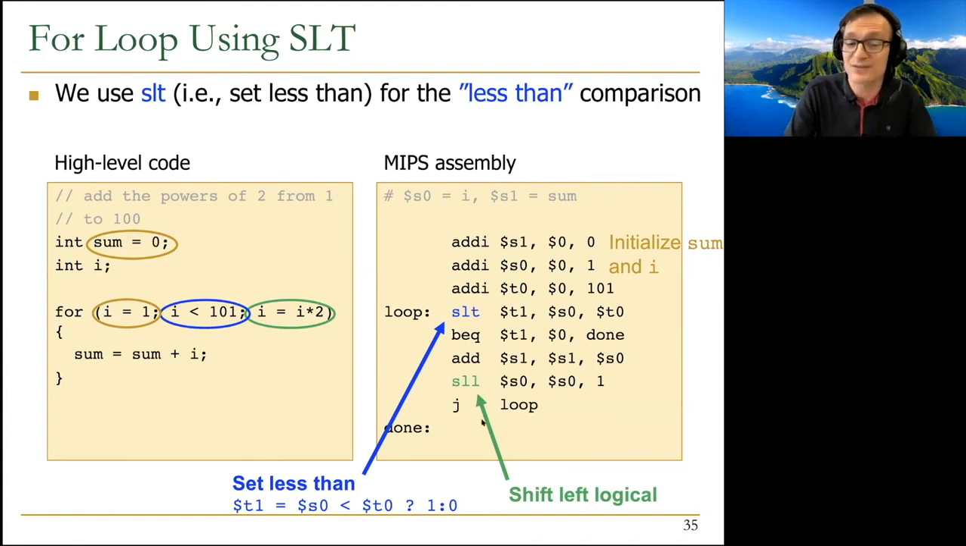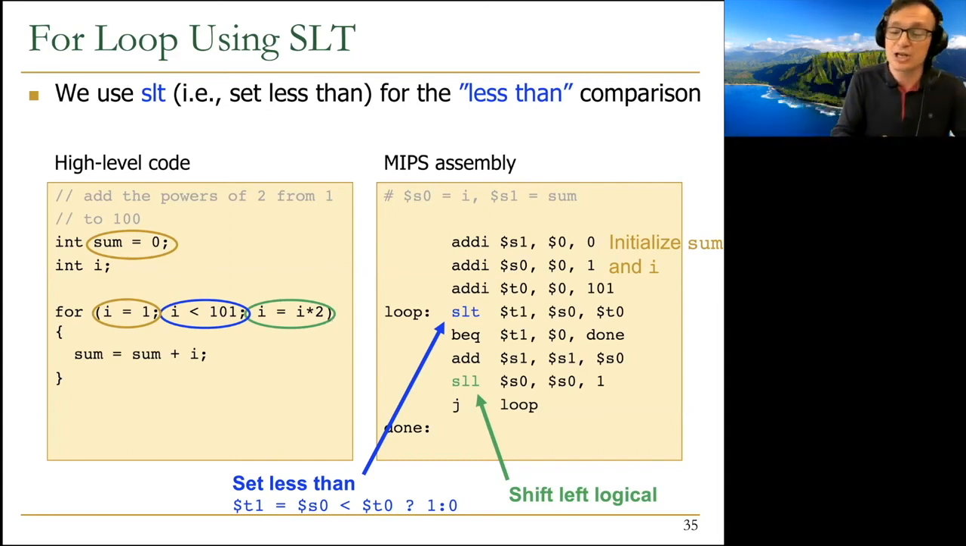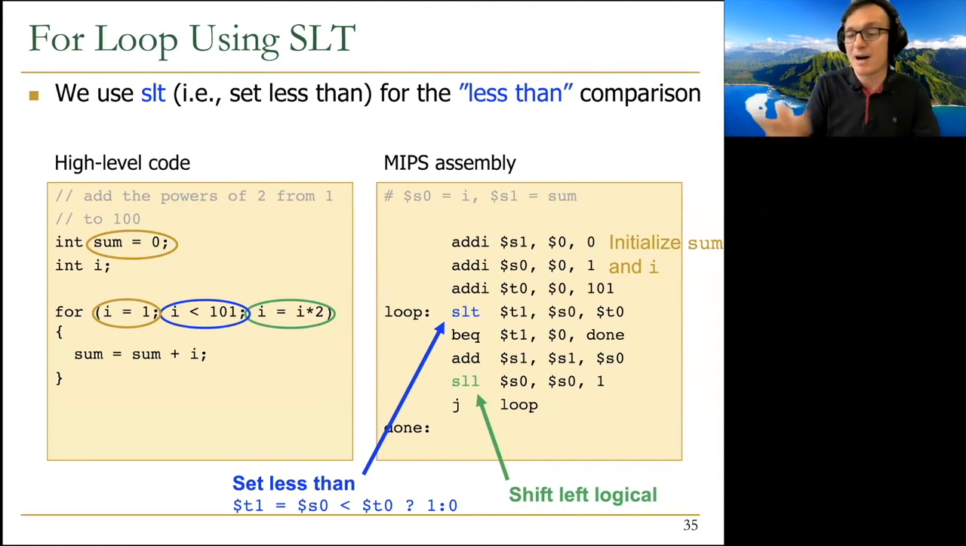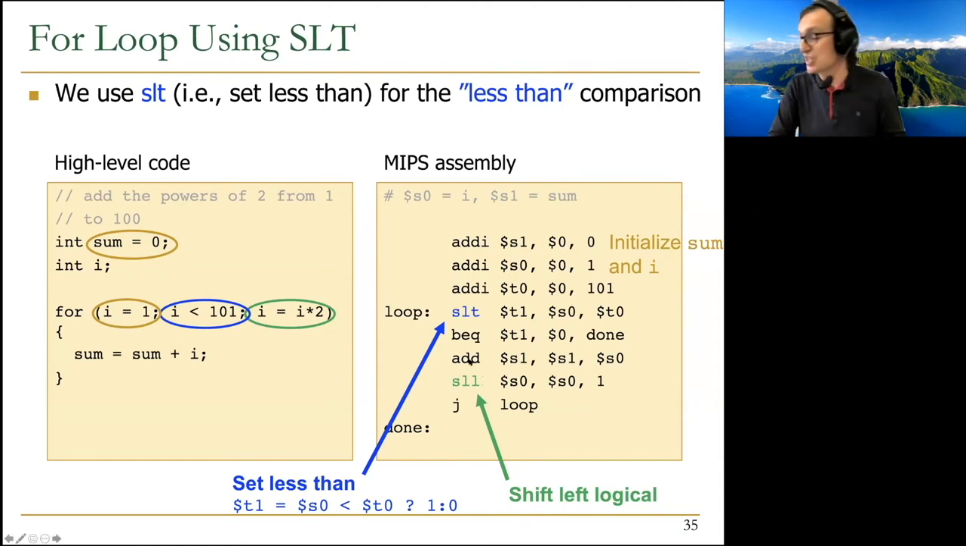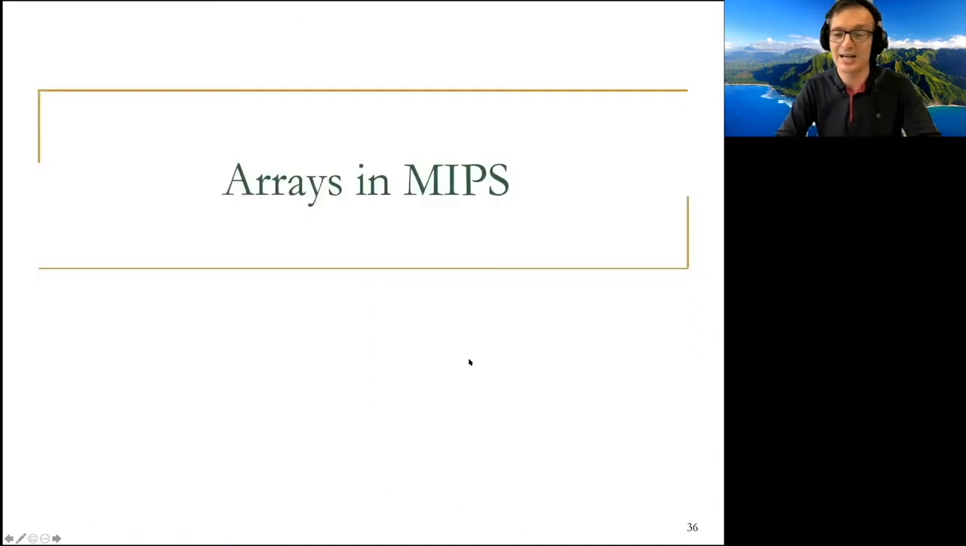So here we have shift left logical. This is essentially multiplication by 2, right? Multiplying by 2 is the same as shifting left logical in binary by 1. And we don't use a multiply over here because shift left logical is much simpler and faster in hardware.